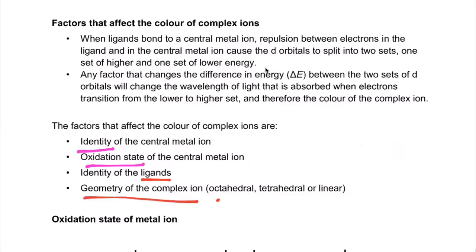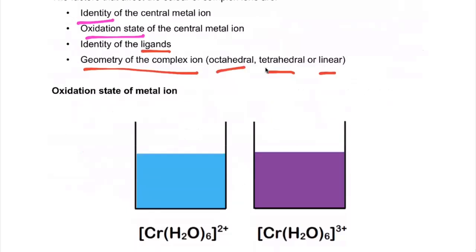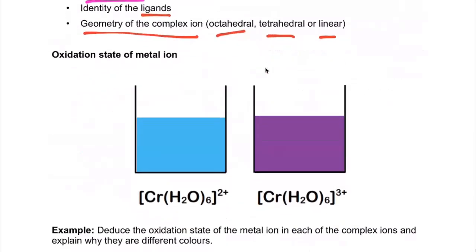So what shape is it? Because that can affect the color as well. So those are the four factors that affect them. And we're going to look in a little more detail at a couple of them. So the oxidation state. Here's an example.